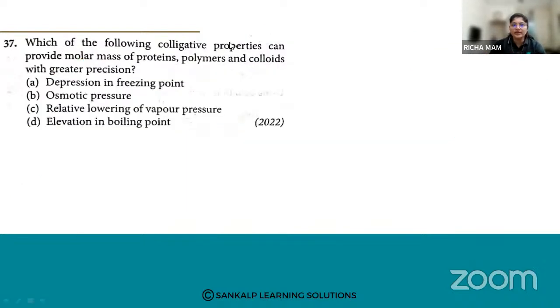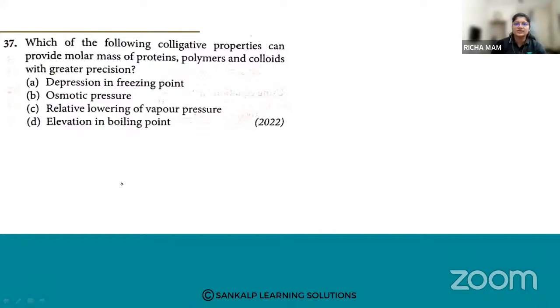Which of the following colligative properties can provide molar mass of proteins, polymers, and colloids with greater precision? A. Depression in freezing point. B. Osmotic pressure. C. Relative lowering of vapor pressure. And D. Elevation in boiling point. To calculate the molar mass of protein, which is the colligative property they have asked?